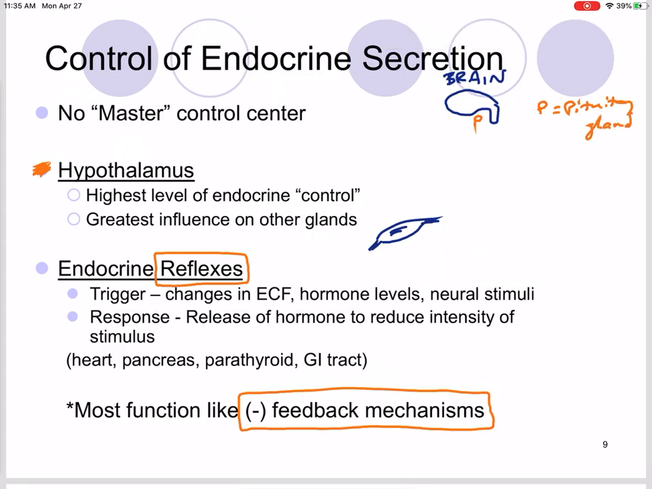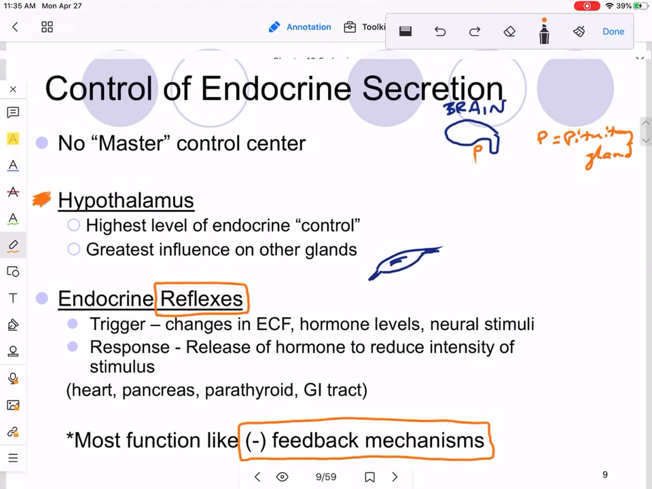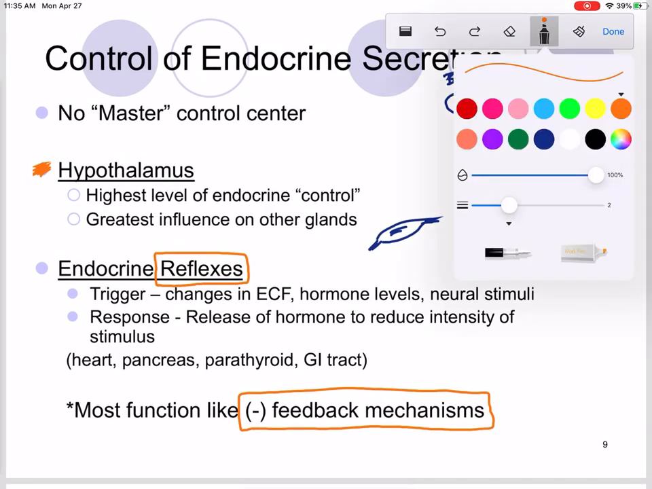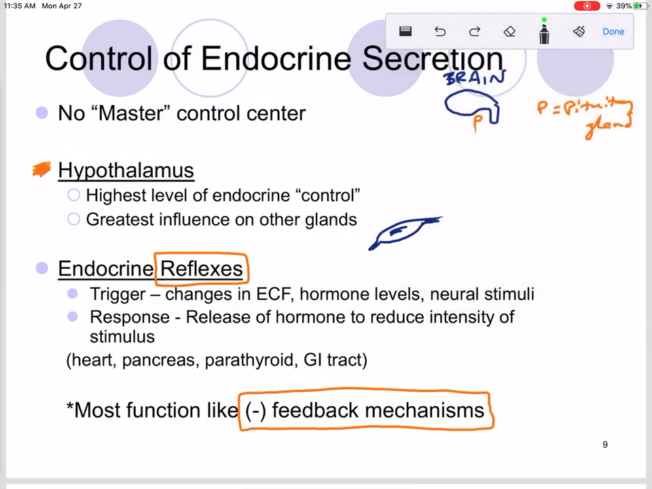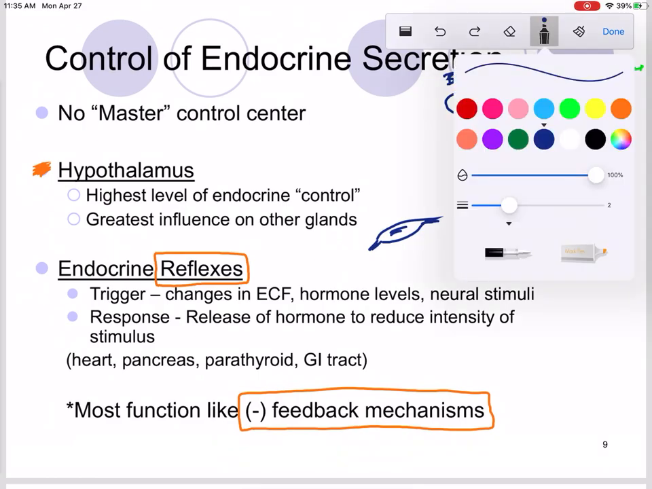So we're going to do a little key. P equals, in this case, we're talking about the anterior pituitary gland. All right. And then over top of the pituitary gland would be the hypothalamus. So H for hypothalamus. It's kind of hard to see there.